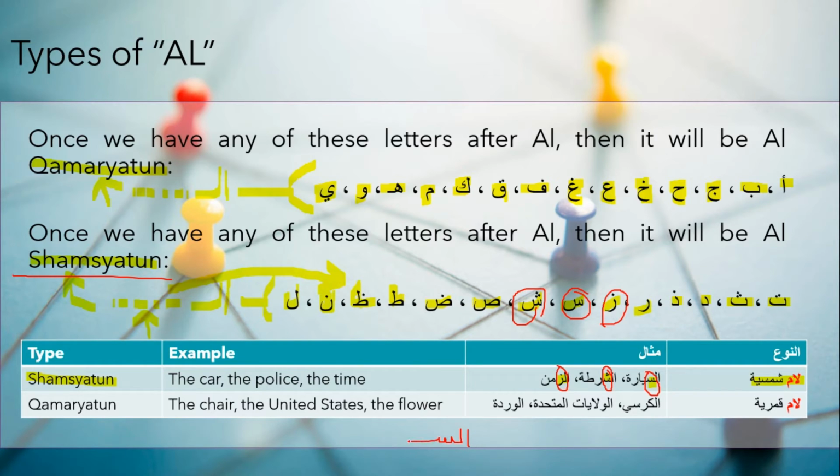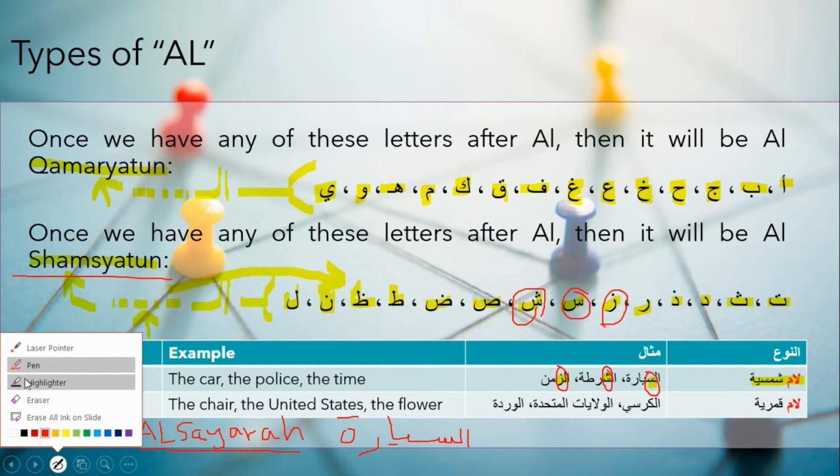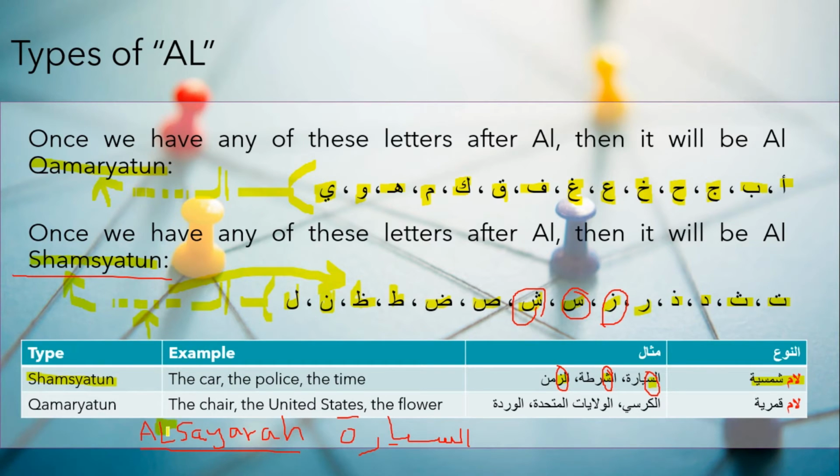As I was saying, as-sayyara, if you are writing it, you write it exactly the same way you write any other word when you add al-ta'rif to it. Al-ta'rif means the determiner, or the article "the". So we pronounce as-sayyara without saying the letter L here. We say as-sayyara.